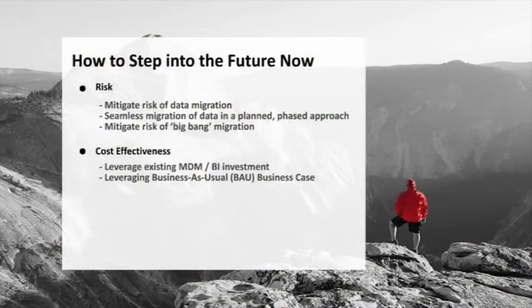With risk, you've got to mitigate the risk of data migration. That's one of the highest risks in most of these programs, converting and migrating the data. Seamless migration of data must be in a planned, phased approach. And mitigate the risk of big bang migration, because as you correctly pointed out, big bangs never work.